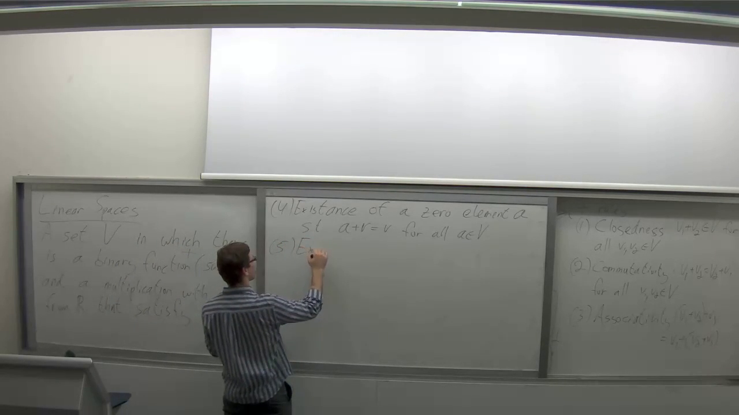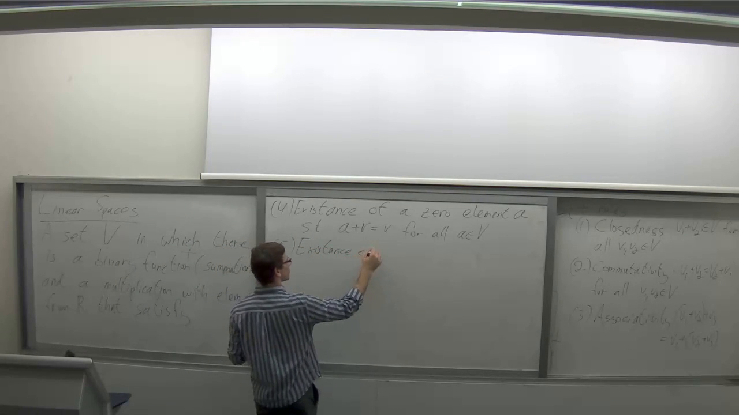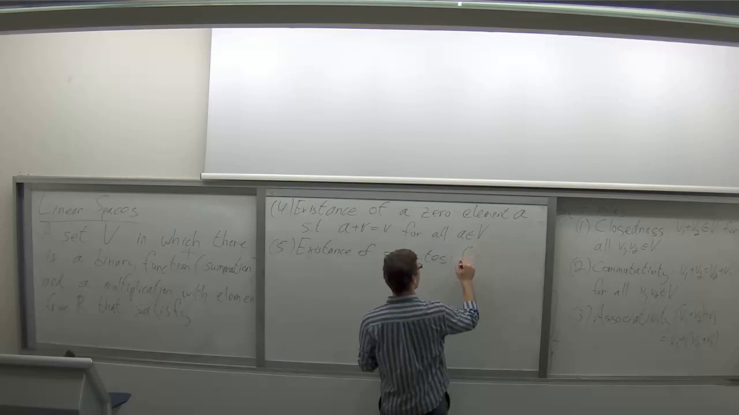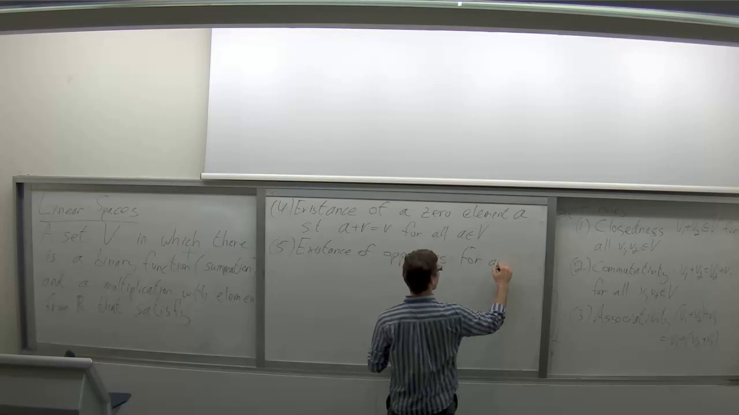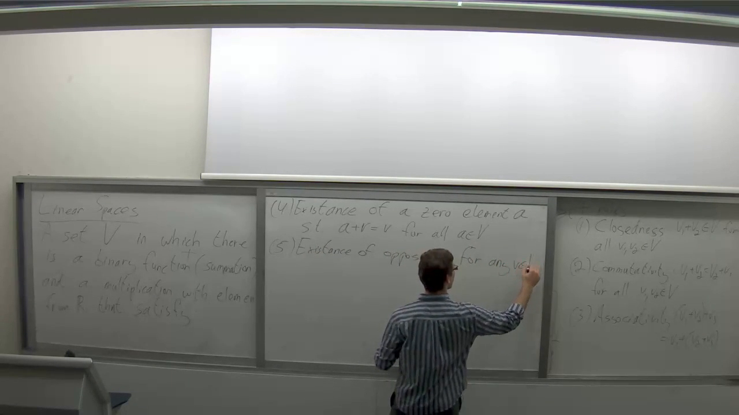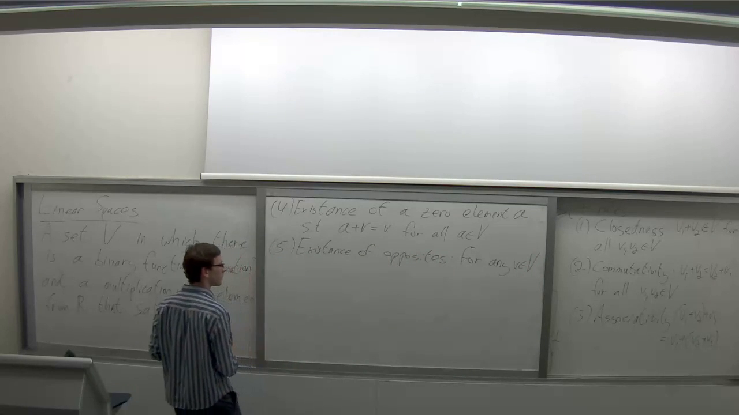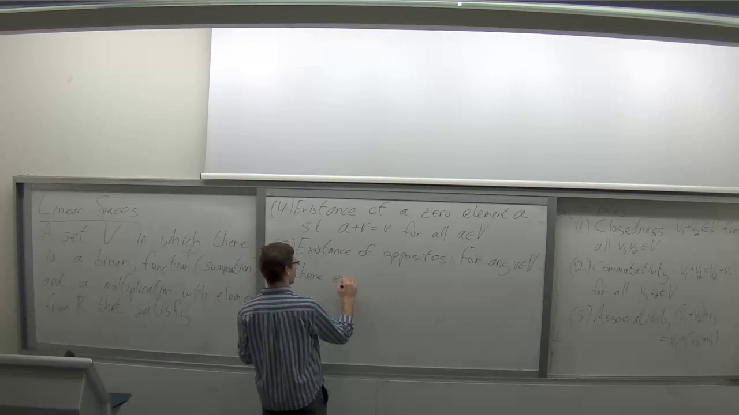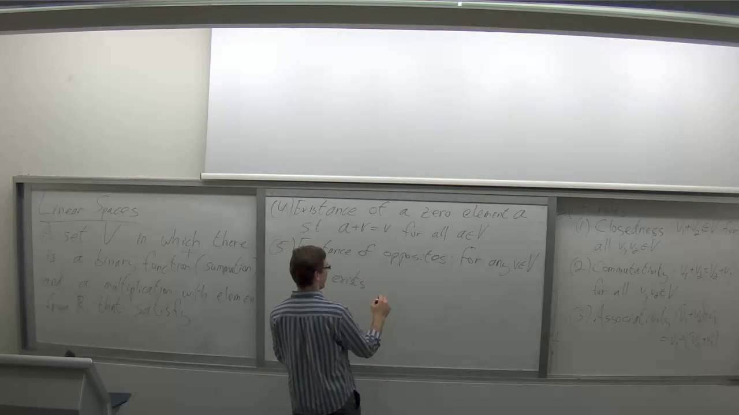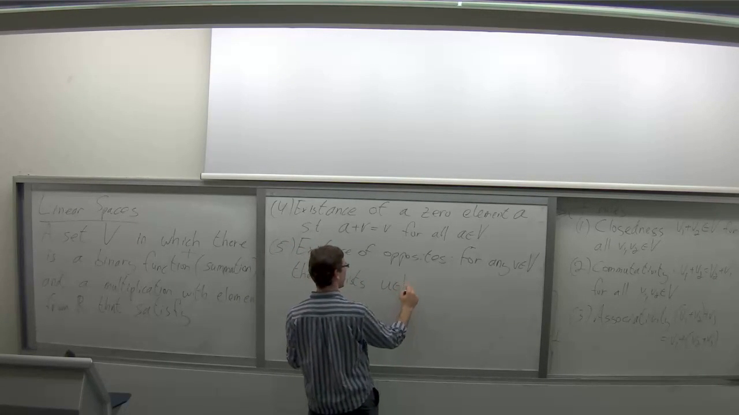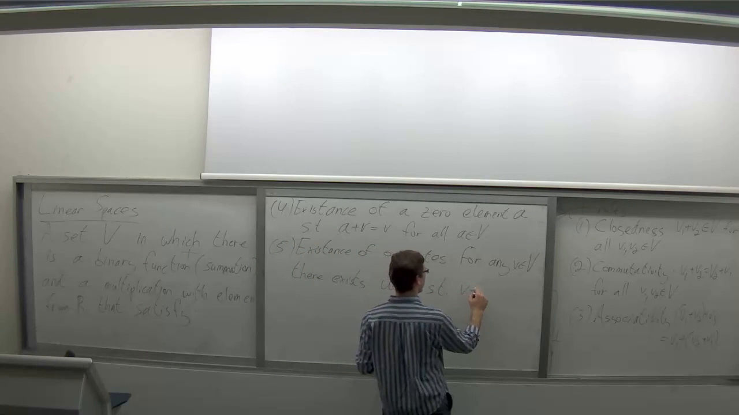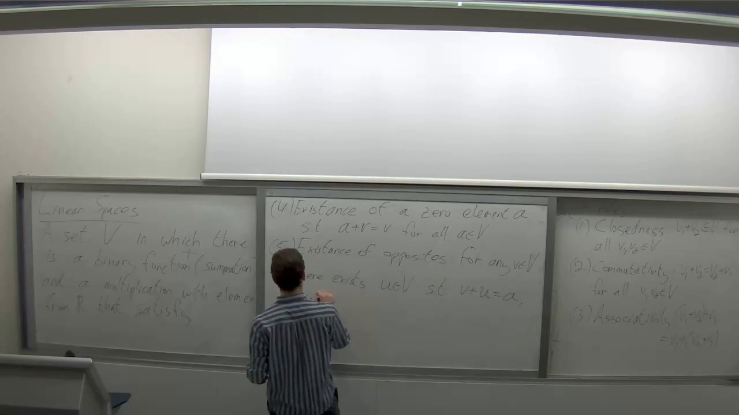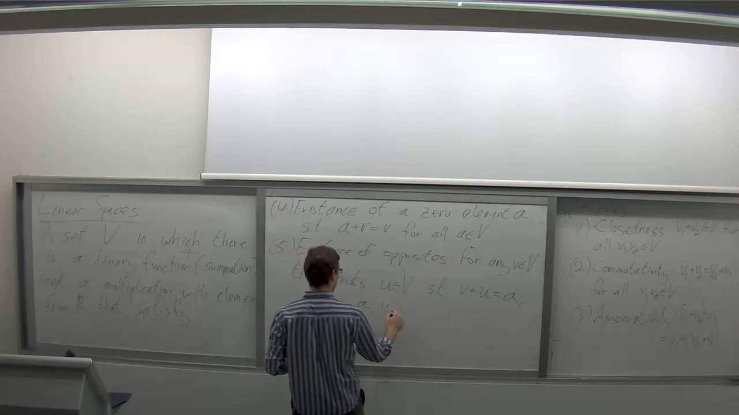Okay? And existence of opposites. This means that for any V in V, there exists a U in V such that V plus U equals A, where A is a zero element.